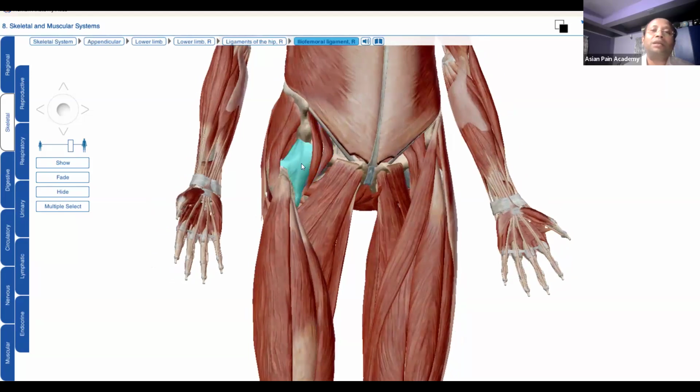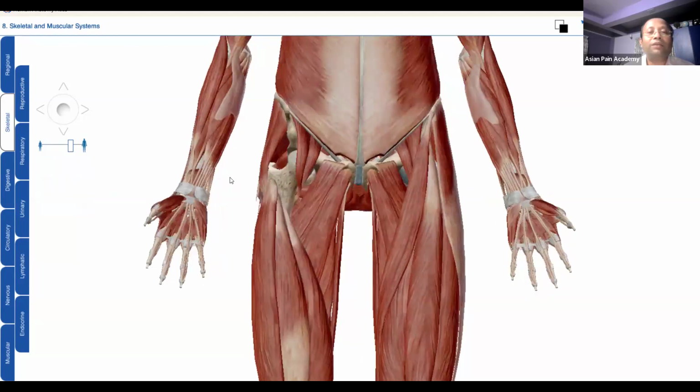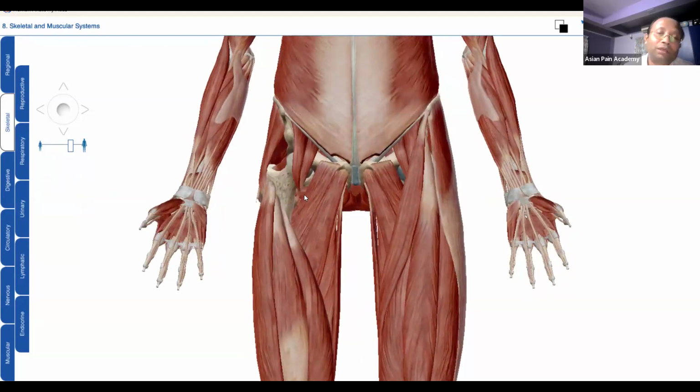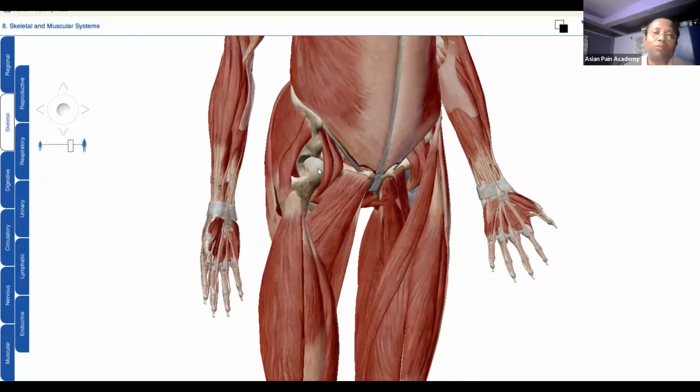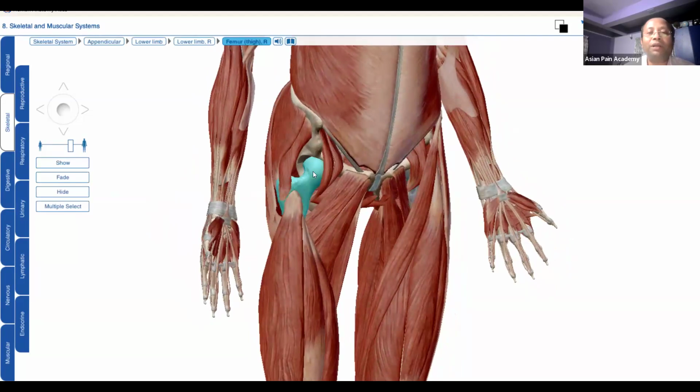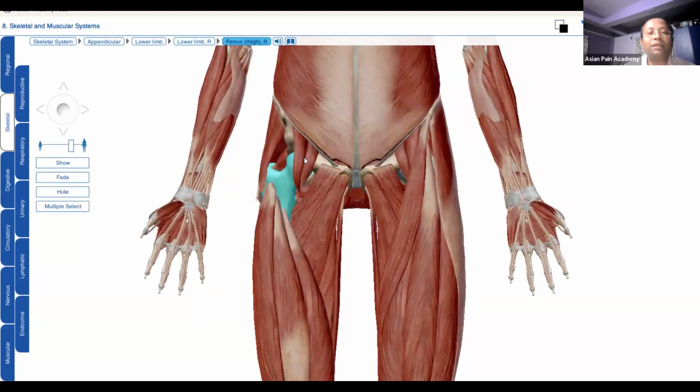If I just remove this one, so if I have removed the capsule of the hip joint, you can see that just over the head of the femur, the muscle we are seeing is the iliopsoas. Okay, so this one we should remember while we are seeing the front side of the hip.